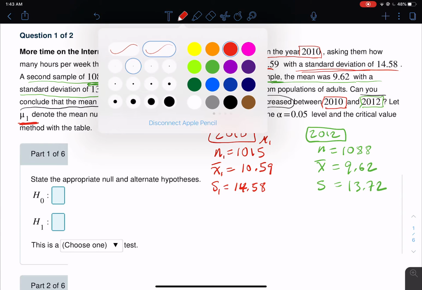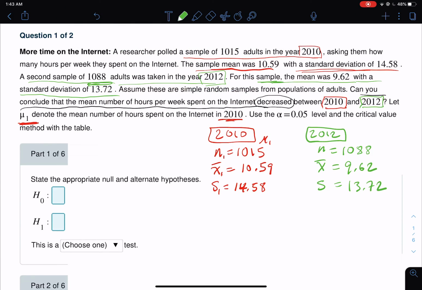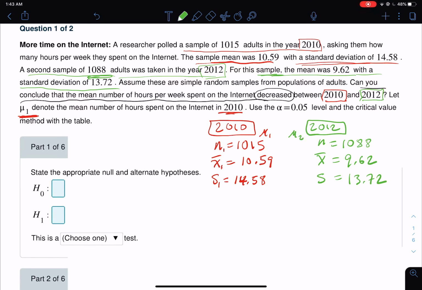And then they tell us, they don't tell us the other side. So the other side is then assumed that 2012 must be M sub 2. So all these other guys in our formula would have sub 2s on them. Okay, so that's good to get straightened out.